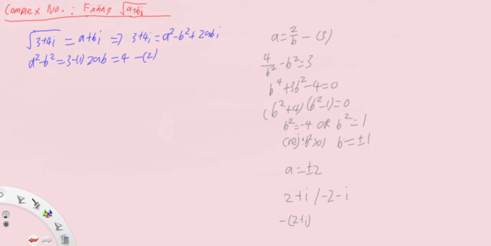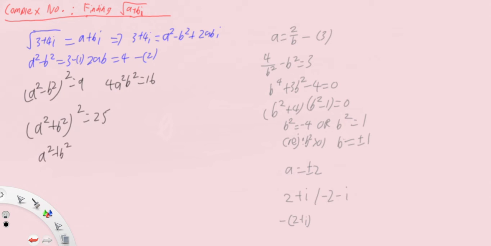Whilst the other method is actually obtaining a square plus b square. So what I'm going to do is get a square minus b square, whole thing squared, to give us 9. And I'm going to get 4a square b square equals 16. From here, I know that a square plus b square, whole thing squared, is 25. You add these two together, you actually get the left hand side as a square plus b square whole thing squared. You can expand this equation to see for yourself. Then I know that a square plus b square equals 5.